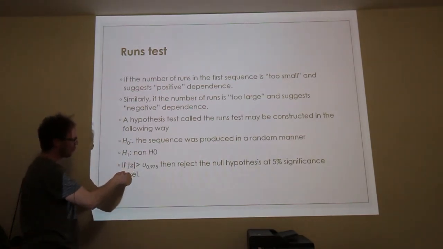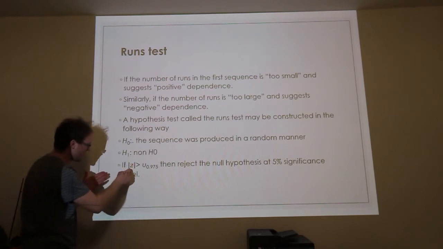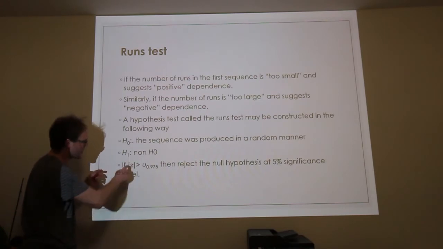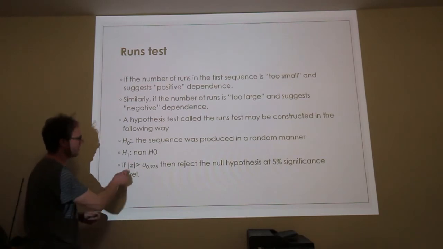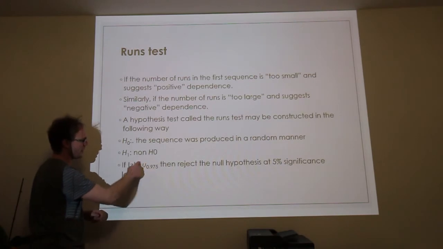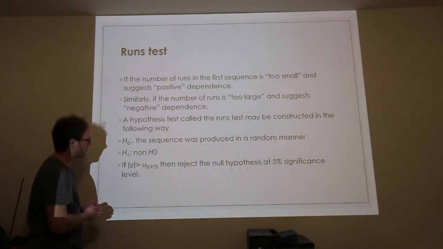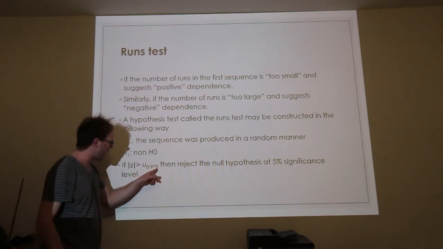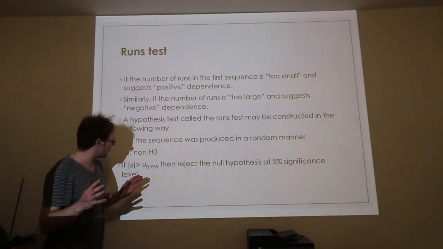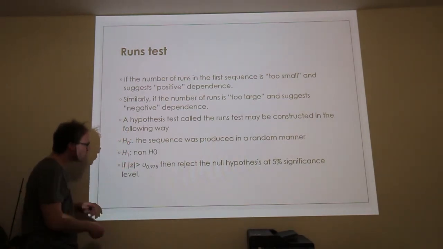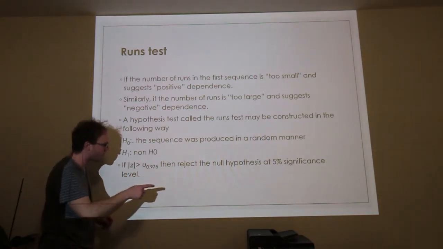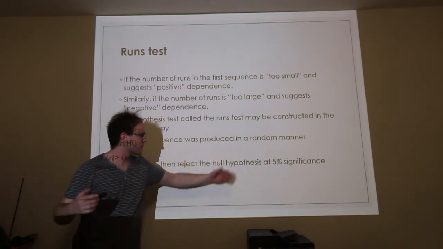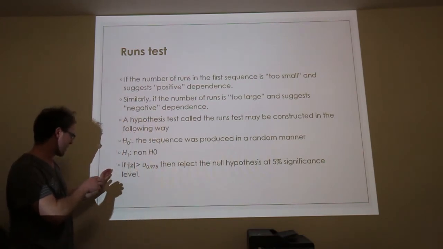If the absolute value of the Z statistic, in different literature it can be written U, which is normally distributed, is higher than the quantile from the standard normal distribution, U 0.975, its value is 1.96, then reject the null hypothesis at 5% significance level.